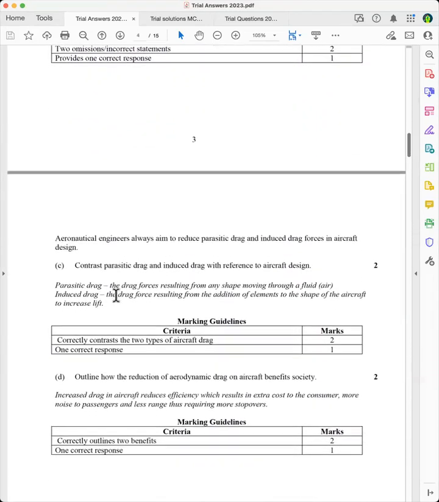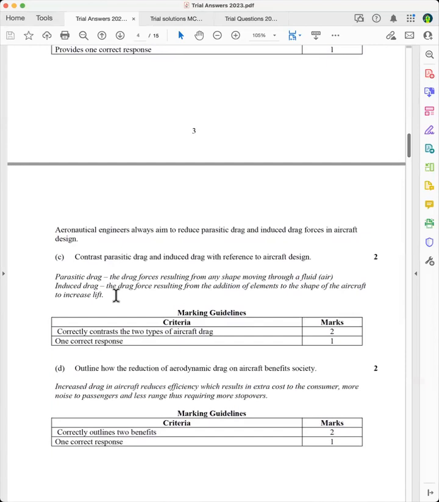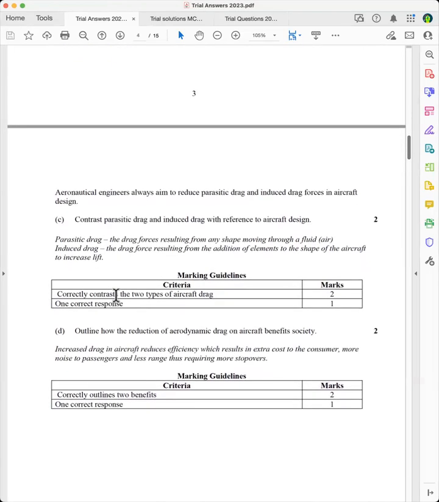Next question, 21C. Aeronautical engineers always aim to reduce parasitic drag and induced drag forces in aircraft design. Contrast. Now, contrast means to show how things are different or opposite. And so you, once again, just put parasitic drag. I had one student say, drag on an airplane reduces the fuel consumption, and he didn't get straight to the point. This way you get straight to the point.